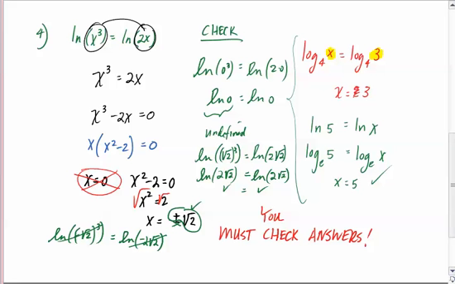And so your only answer in this one that actually works is the square root of 2, the positive square root of 2. So x is the positive square root of 2 is the only one.